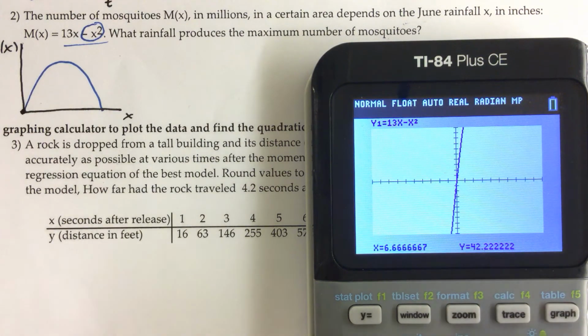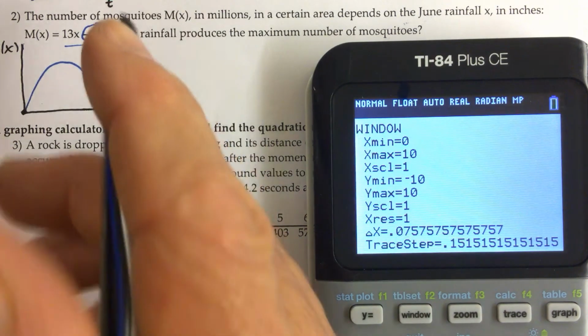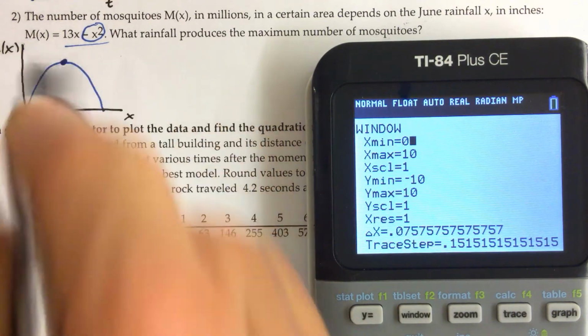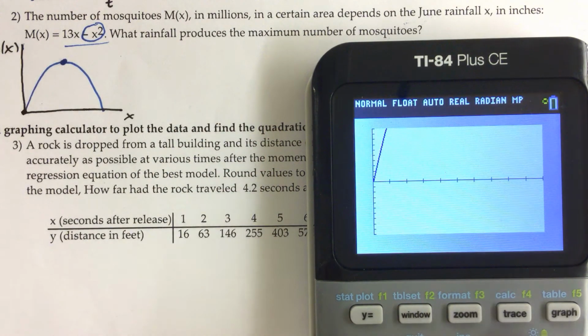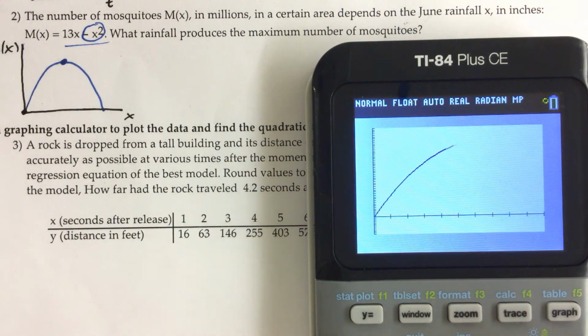To adjust my viewing window, the x value for the vertex is going to be somewhere around 6, I remember seeing a 6 there. So I'm going to go back to the y equals and then go back to the window, and set x max to 10, let's say. We were at about 42 on the y, so let's go up to 50, and then let's change the x res to 3, and let's see what we get.